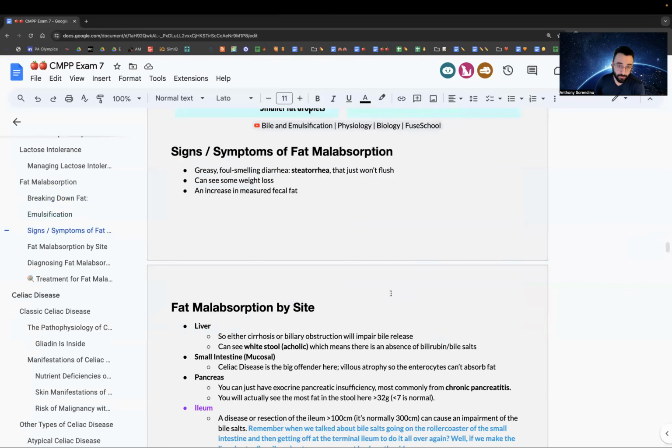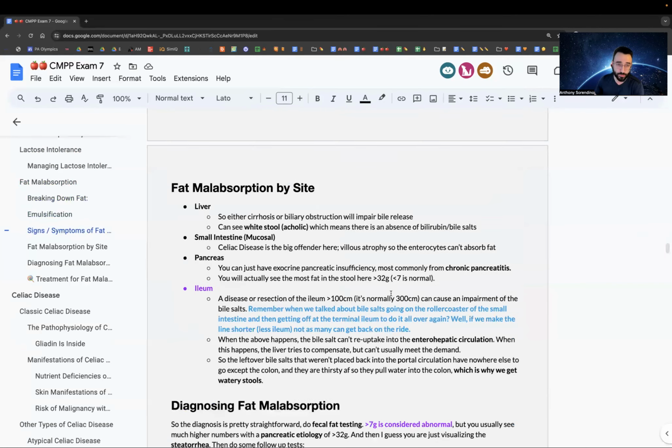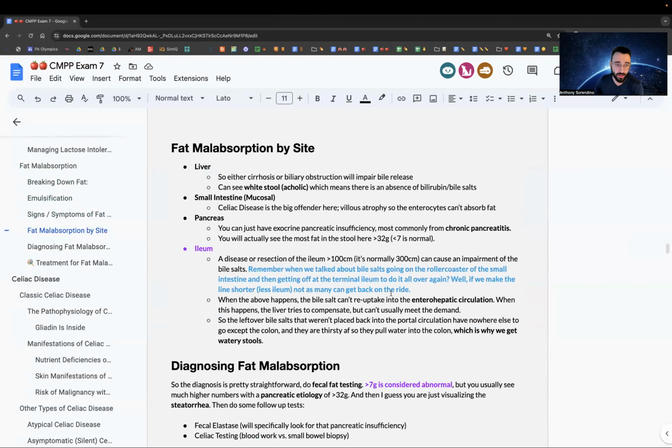Signs and symptoms of fat malabsorption: steatorrhea, so fatty, greasy, foul-smelling stool that just won't flush, some weight loss, an increased measure of fecal fat. Fat malabsorption is going to depend on the site here. If it's happening because of the liver, we're either going to have cirrhosis or biliary obstruction, which is going to impair bile release. We just learned how bile is going to help with fat absorption. That's where we're going to see white stool called acholic. So that means there's an absence of bilirubin and bile salts.